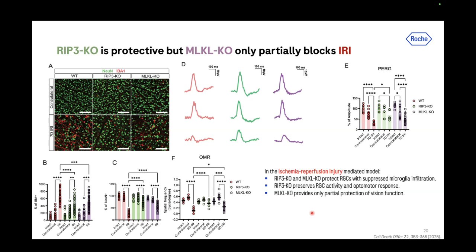At the same time, MLKL may not be the main effector inducing damage in this model. So RIP3 knockout protects RGC against ischemia reperfusion stress, structurally and also functionally. But MLKL knockout retained the number of RGC with less microglial infiltration, while visual function was only partially protected. So this approach suggests really an MLKL independent role for RIP1 and RIP3 in this model.